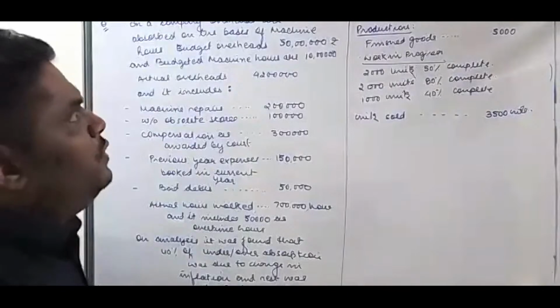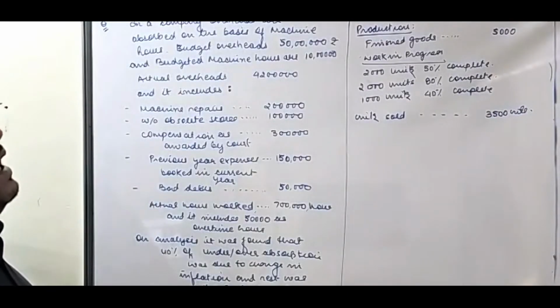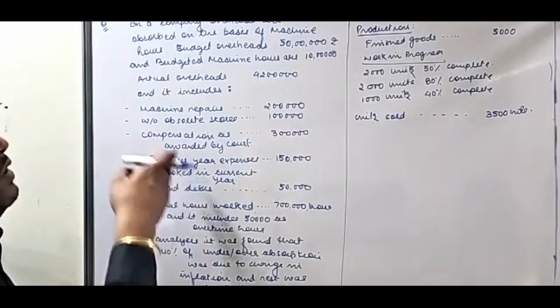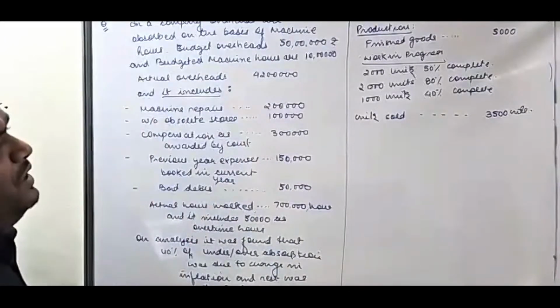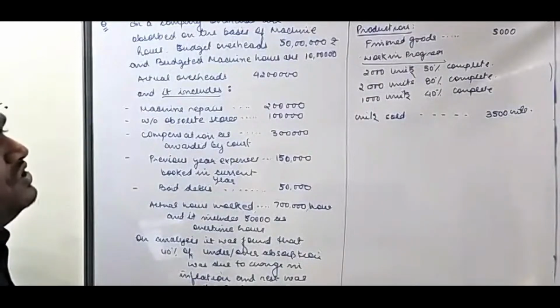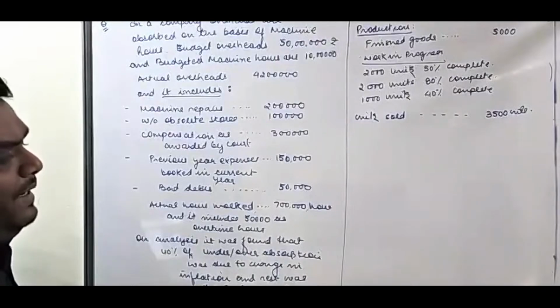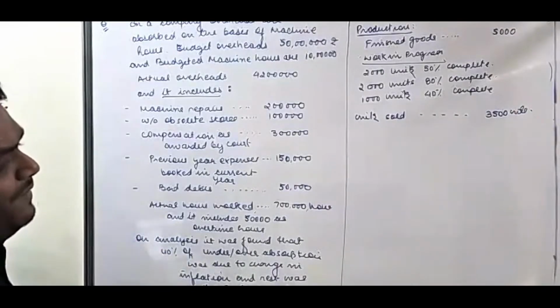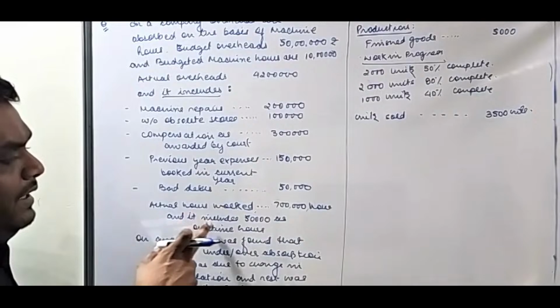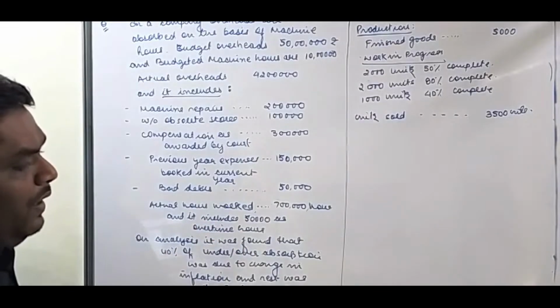So now there is a question for you guys. In a company, overheads are absorbed on the basis of machine hours, wherein budgeted overheads are 50 lakh and the budgeted machine hours are 10 lakh. Actual overheads are 42 lakh. Of this, it includes the following: machine repairs, return of obsolete stores, compensation as awarded by court, previous year expenses booked in the current year, and bad debts. Actual hours worked were 7 lakh and it includes 50,000 as paid as overtime hours.